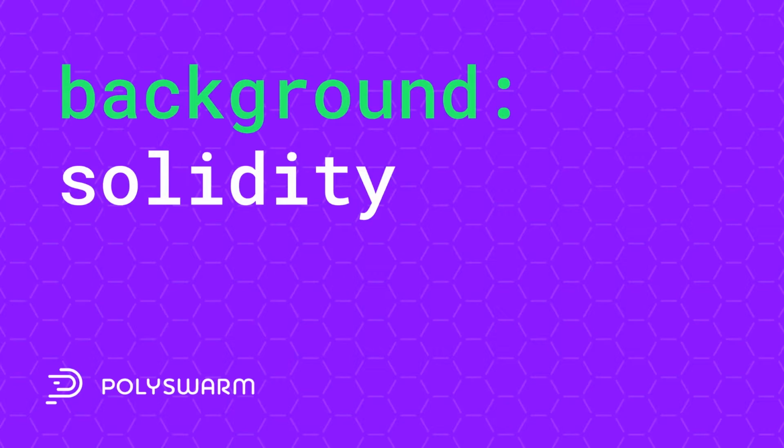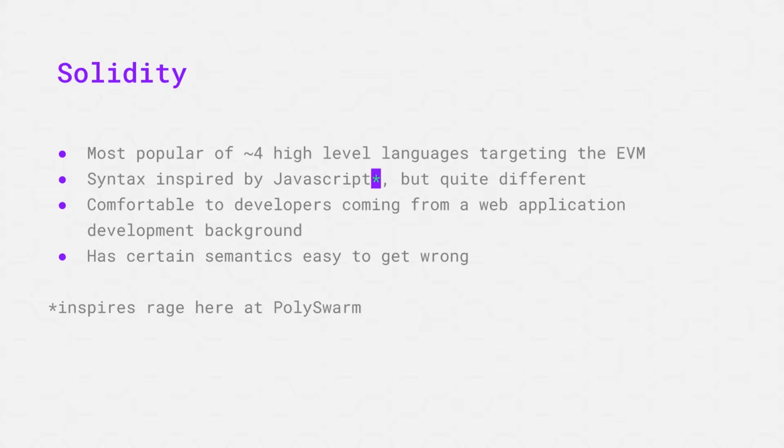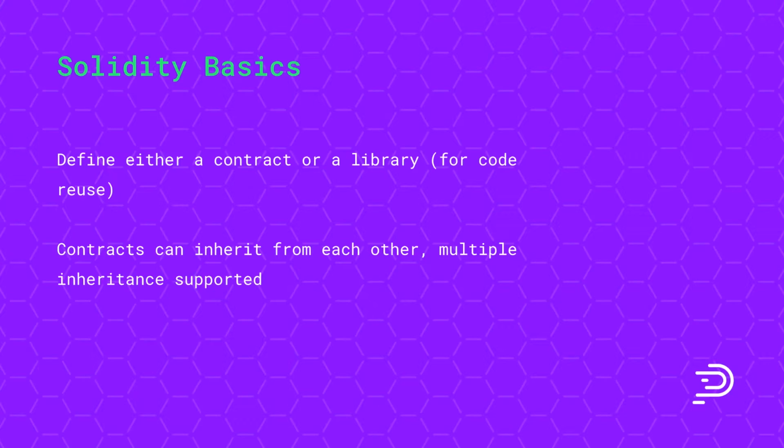Let's look at some of the pitfalls which can befall smart contract developers, beginning with a quick overview of Solidity. Solidity is the most popular high-level language for smart contract development. Its syntax and structure is based off JavaScript, meaning to provide a comfortable environment for web developers to get up to speed quickly writing smart contracts. However, its semantics are subtly different and in some cases easy to get wrong, which leads to vulnerabilities. This is not meant to be a complete Solidity tutorial, however we will go over the basic structure of Solidity smart contracts to give some background.